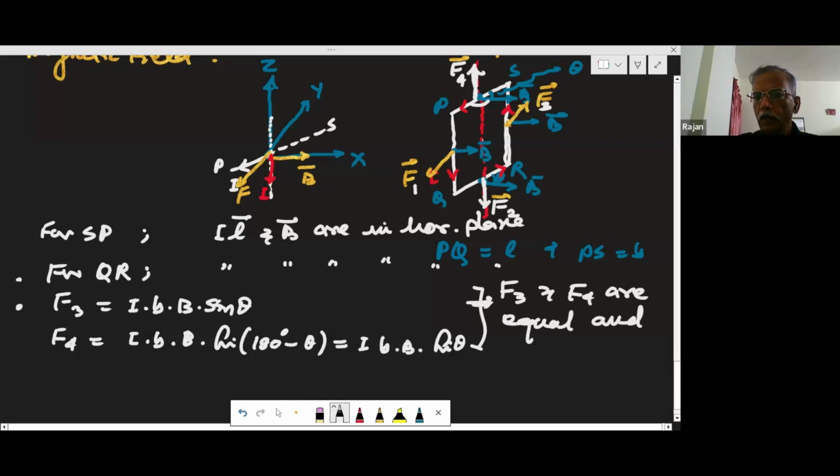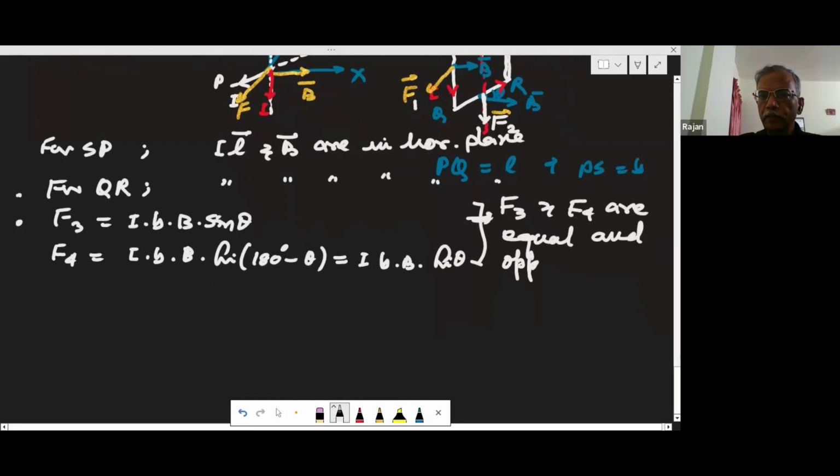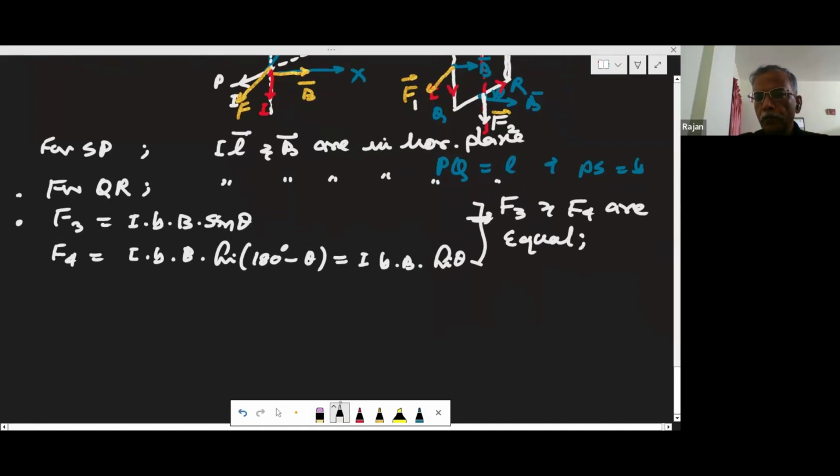Equal, collinear, and opposite, right? So equal and opposite and collinear. So I can write like this: equal, collinear, and opposite. So they will cancel each other.